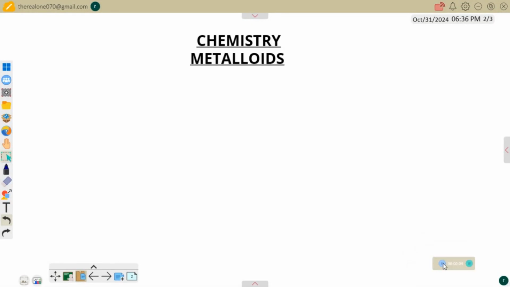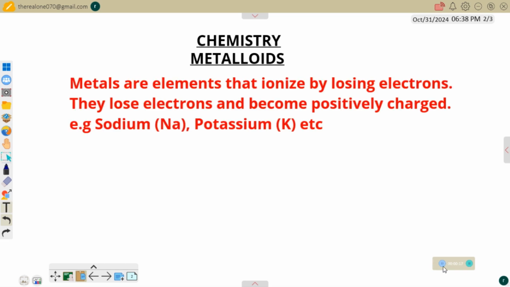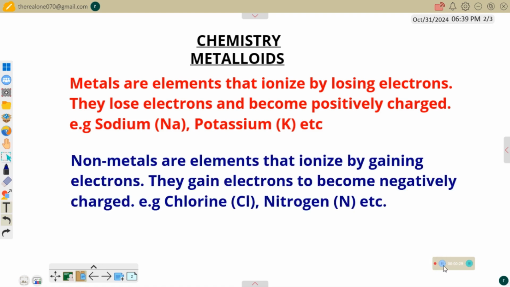Let's consider metalloids. We have treated metals and non-metals before. We said metals are elements that ionize by losing electrons. They lose electrons to become positively charged. A good example is sodium and potassium, etc. Then on the other hand, non-metals are elements that ionize by gaining electrons. They gain electrons and become negatively charged. So a good example of a non-metal is chlorine and nitrogen.